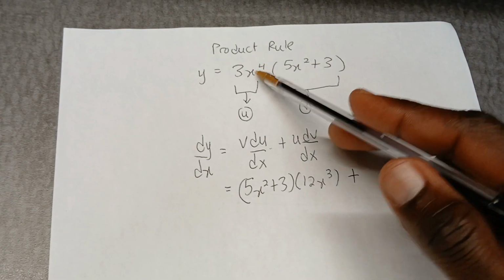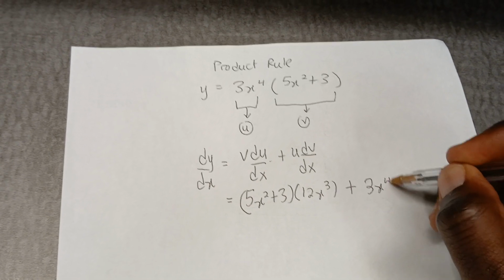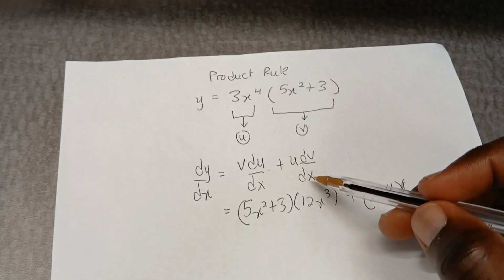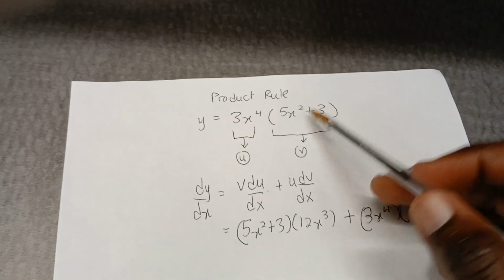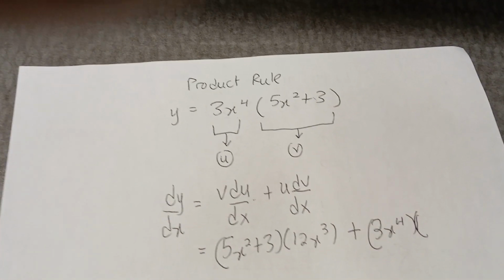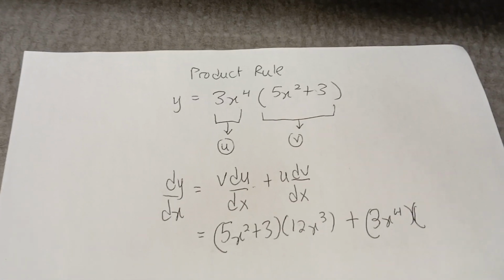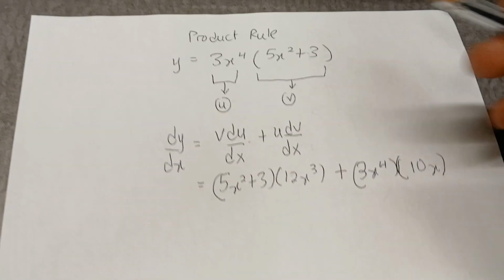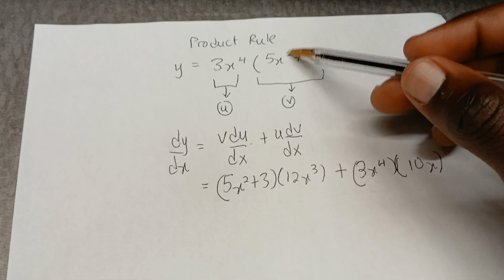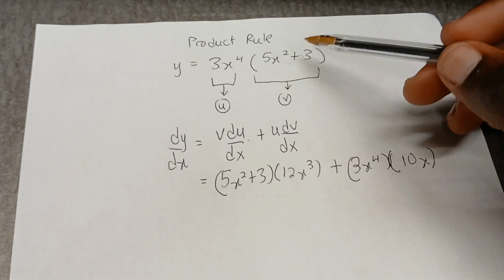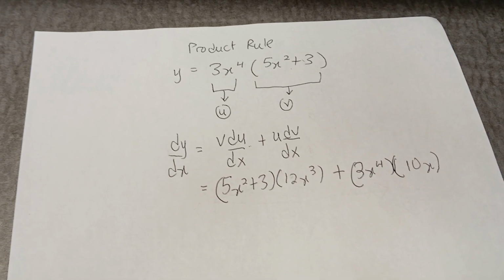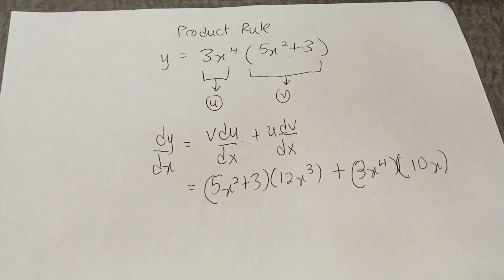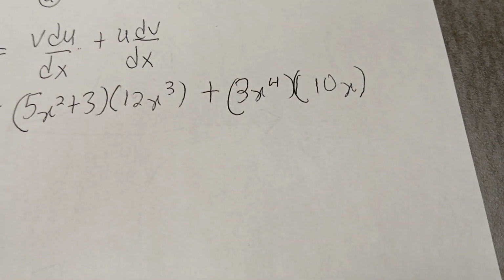Plus u, this is my u, 3x^4 times the derivative of the function v with respect to x. This is v, right? So the derivative of v would simply be 10x, because when you apply the power rule, you multiply the 2 by the 5, you get 10. You subtract 1 from the 2, you get 1. We don't write the 1 mathematically. And the derivative of a constant, in this case 3, is 0. So you just get 10x right there.